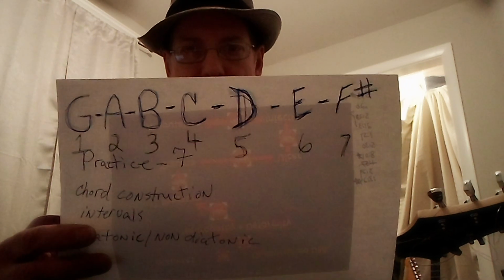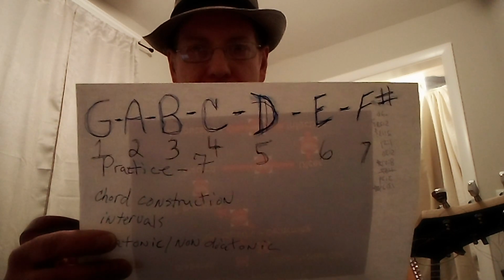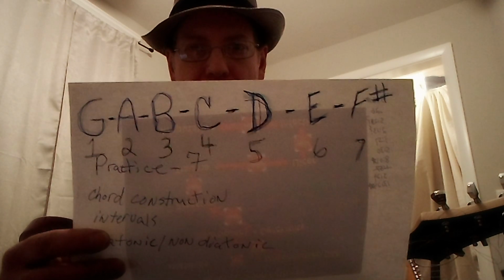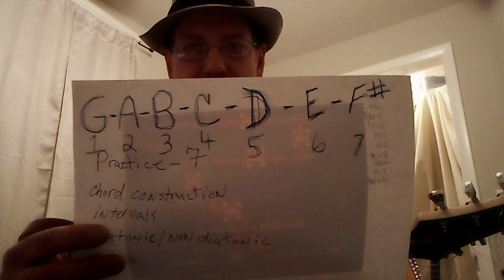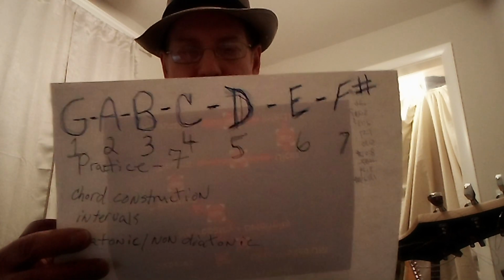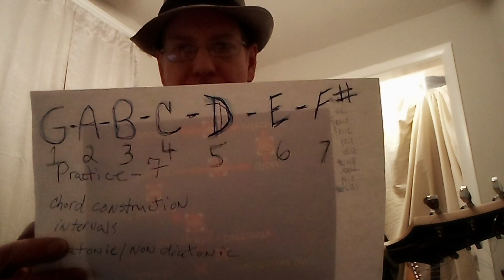At this point, I'm going to put this back up at the end of my talk here, and you should get yourself a piece of paper and a pen or a pencil. Probably a good idea to even start a notebook if you're really going to learn this stuff. So G major scale, G, A, B, C, D, E, F sharp. Then it starts all over.